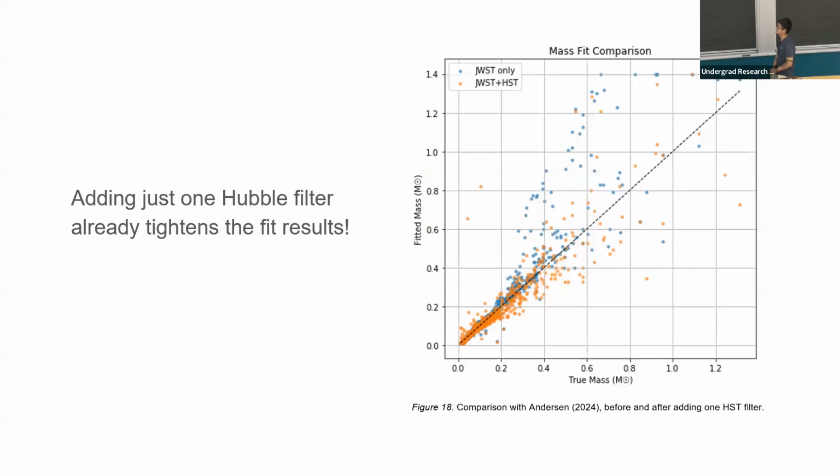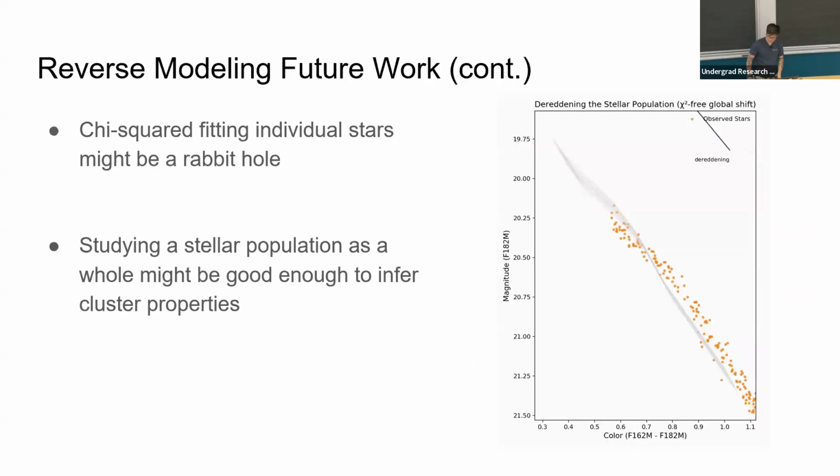Literally just last week, I added one Hubble Space Telescope filter, and we can see these overestimations are being brought closer to that identity line. There's a chance that that whole chi-squared thing might have been just like a year-long rabbit hole that I just did. Since we want to study the entire population, there's a chance that we could just put our trust in the law of large numbers and just move the entire population on top of the grid, and it might be good enough to compare spreads.